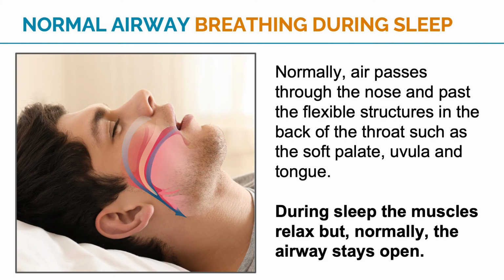First, let us look at what we call normal airway breathing. The reason we say this is because this is the normal position of your airway when you sleep. Notice in this picture that when you sleep, air enters through your nose and passes the flexible structures in the back of your throat. Air passes over the soft palate, the uvula, and the tongue. While you sleep, your throat muscles relax, but the airway stays open so you breathe normally.